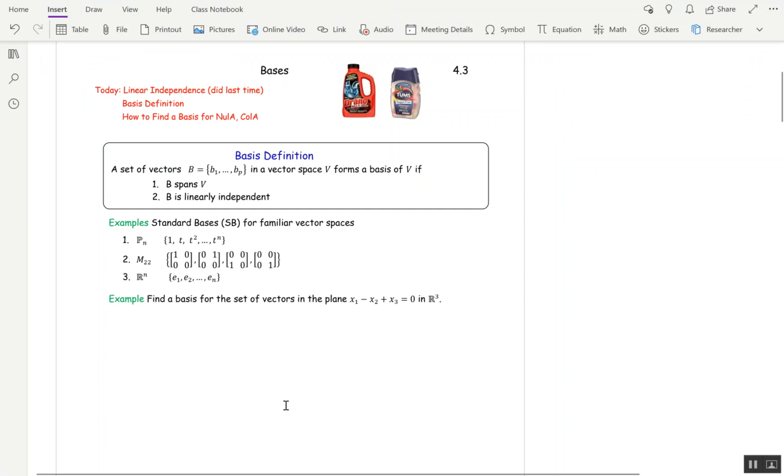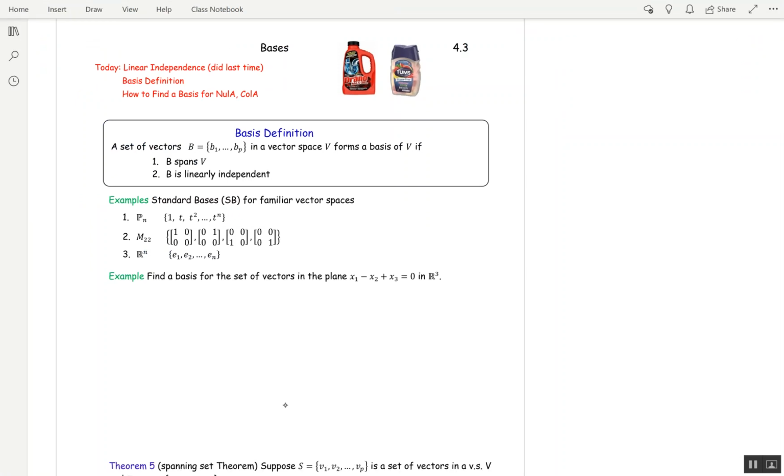All right, today we're going to talk about the definition of basis and how to find a basis for null A and col A. Last time we talked about the linear independence definition, and it's no different than the linear independence definition we've had all semester. So, a basis is a set of vectors in a vector space that both spans the vector space and is linearly independent. Those two things have to be true.